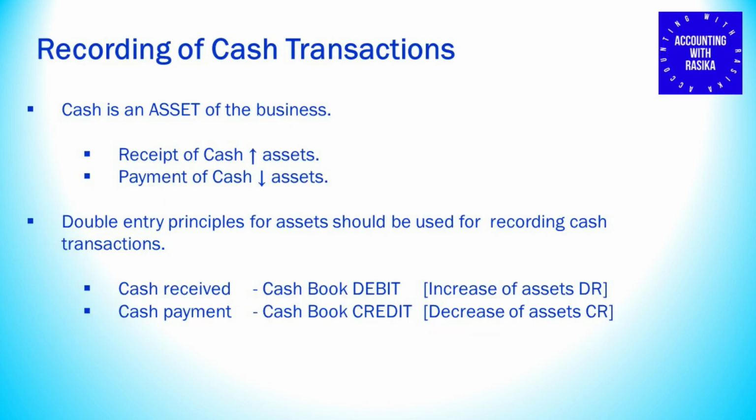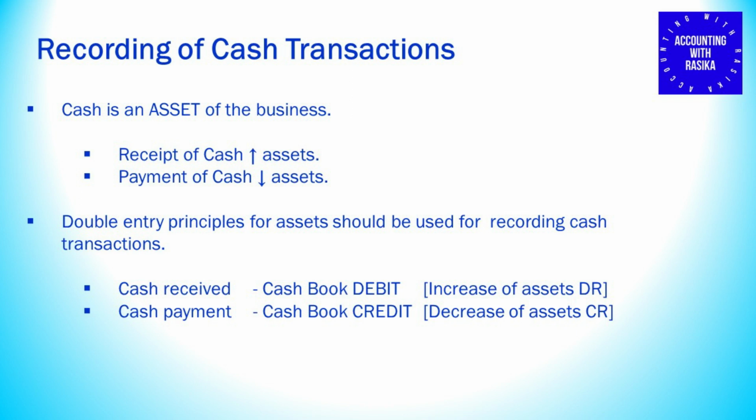Now, recording of cash transactions. Cash is an asset of the business. So we follow the principle of assets in double entry to make the cash transactions as well. Receipt of cash is an increase in asset, and payment of cash is a decrease in asset. So when we receive money, it's an increase in asset, and if we pay out cash, then it's a decrease in asset. So what is the double entry principle for assets that we follow under these circumstances?